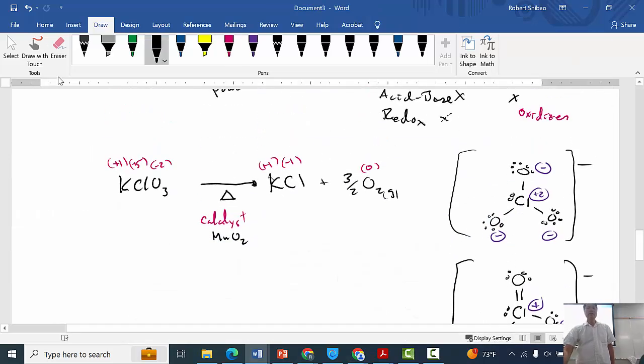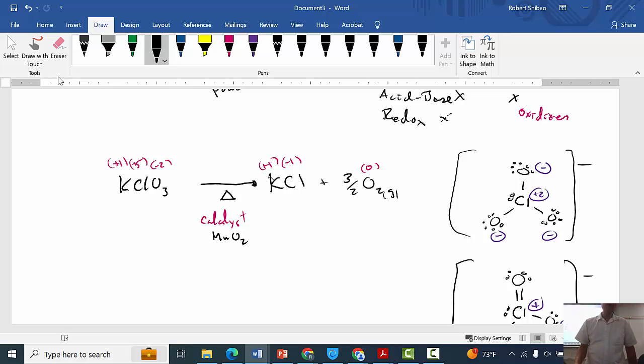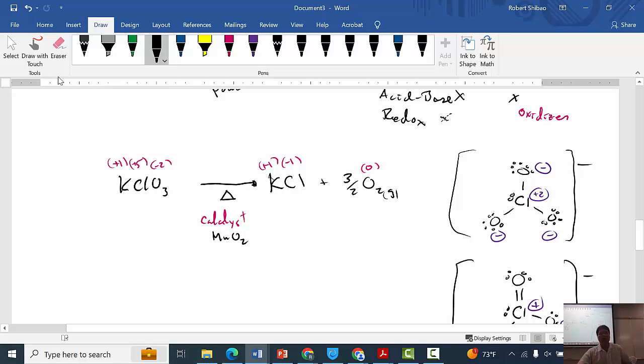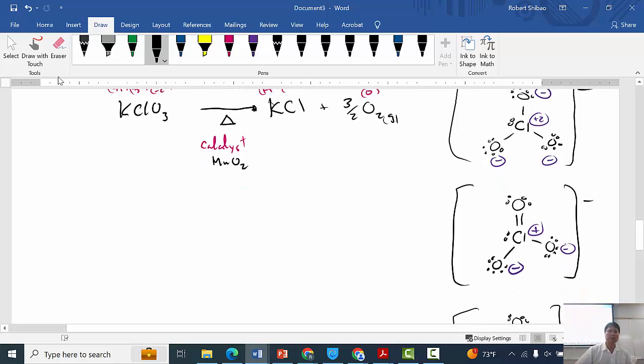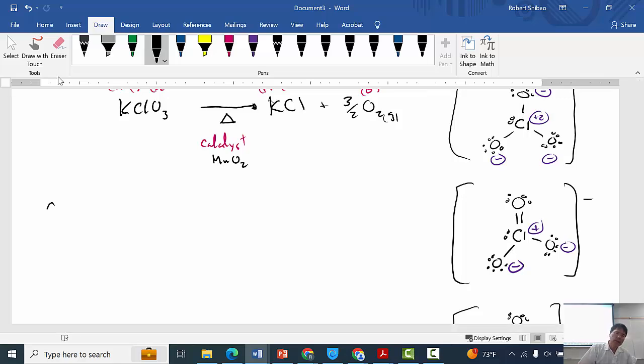So what we're going to do in this lab is this. We're going to decompose our potassium chlorate into oxygen gas and potassium chloride, and then we're going to capture the oxygen gas and determine how much oxygen. From the amount of oxygen, we can get the amount of potassium chlorate, and we can figure out what the percentage of potassium chlorate in our unknown must have been. And so there are two calcs that we're going to do for this.